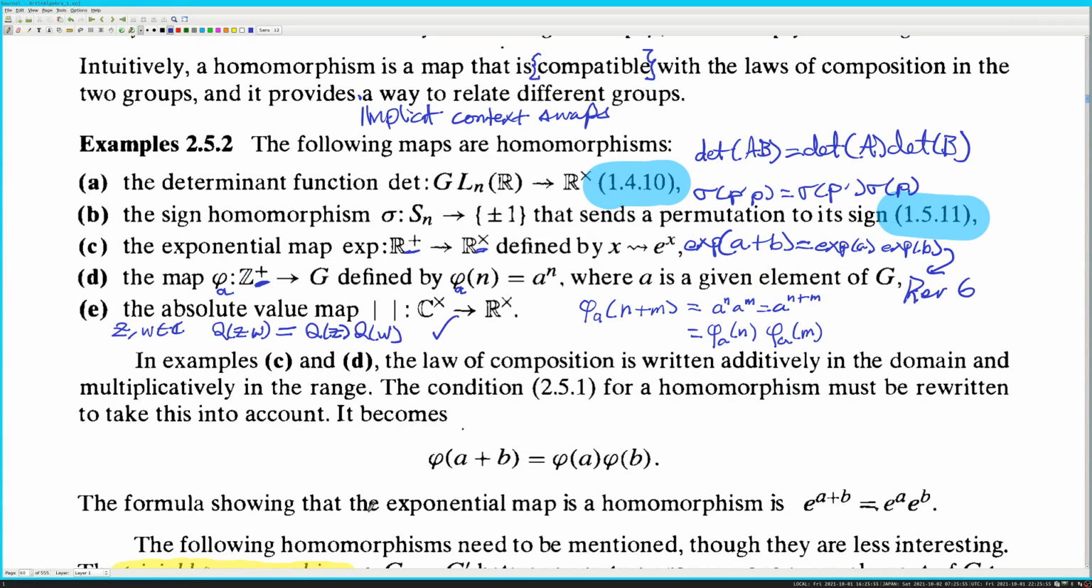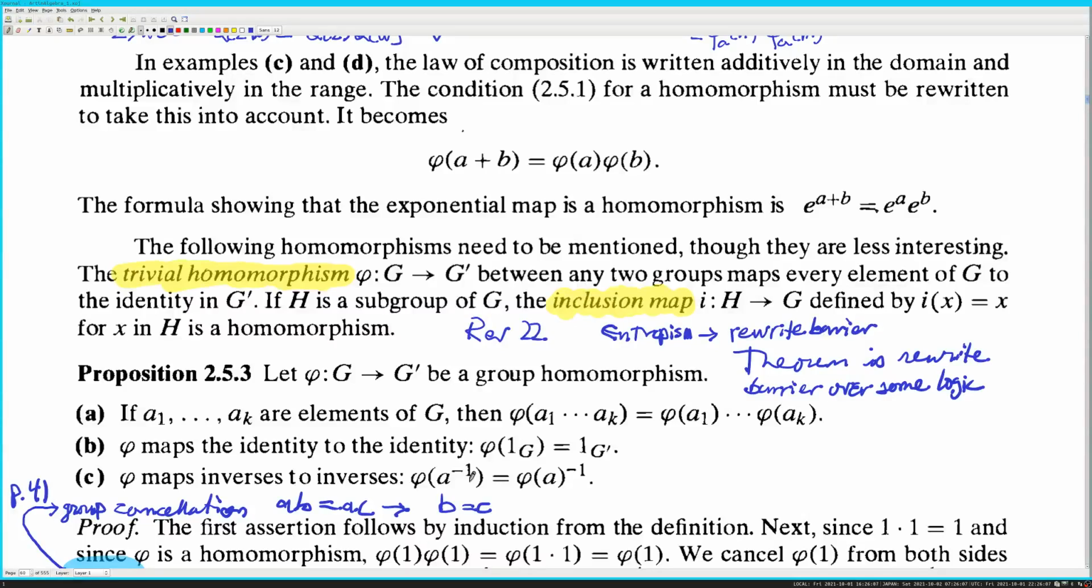and multiplicatively in the range. Okay, the following homomorphisms need to be mentioned, though they are less interesting. The trivial homomorphism just sends everything to the identity, because that's trivially a homomorphism: the identity times the identity is the identity, so it works with the composition rule. If H is a subgroup of G, the inclusion map is a homomorphism, okay.